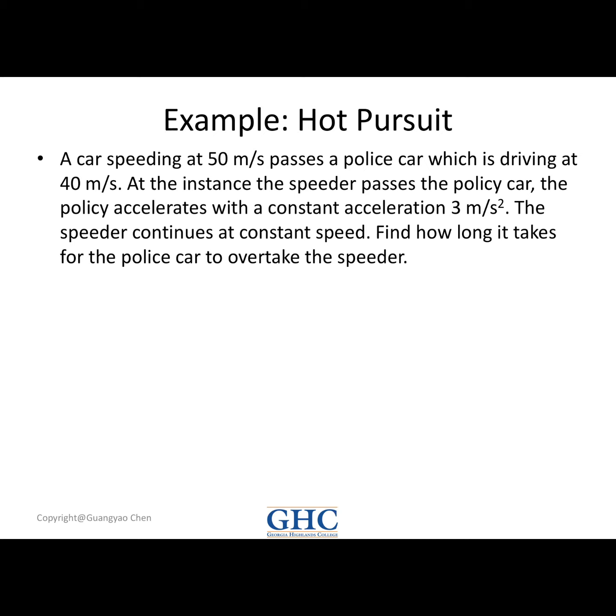Now we have a car which is speeding at 50 meters per second. It passes a police car which is driving at 40 meters per second. So you have a speeder driving 50 meters per second, and the police car is driving 40 meters per second at time t equals 0.